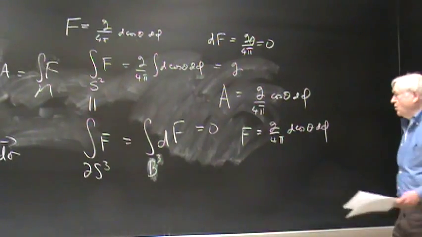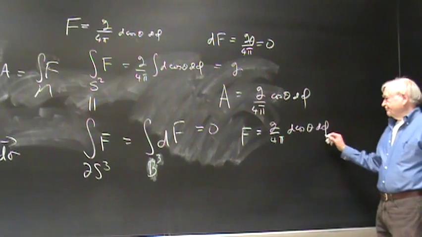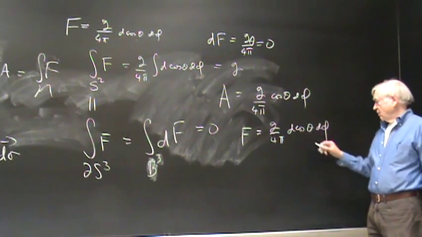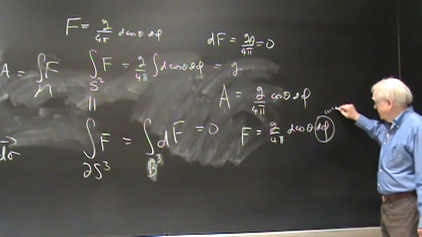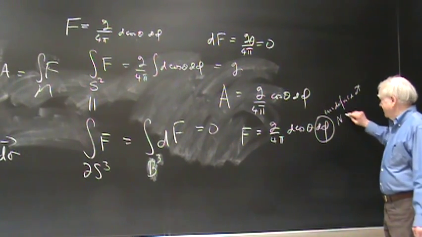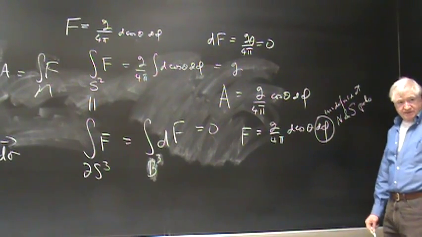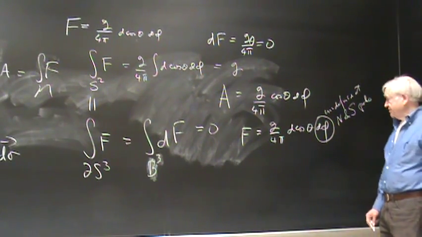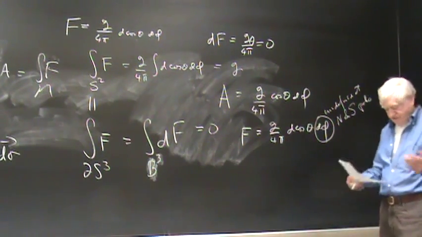So it seems as though F is in fact exact. Of course, that means it's closed. But anyway, so this would seem to be okay. But the fact is, this thing is undefined at the north and south poles. Okay? Because phi is undefined at the north and south poles.